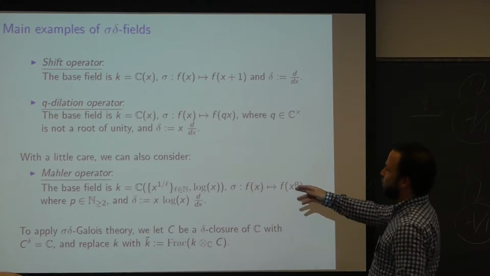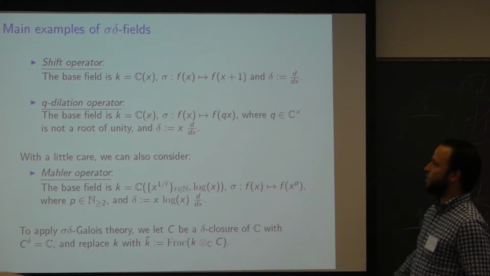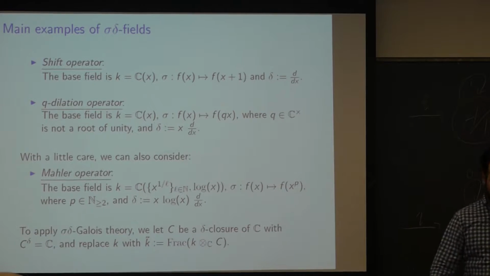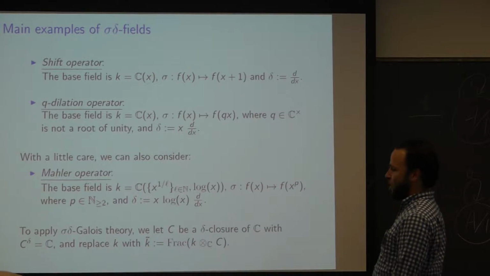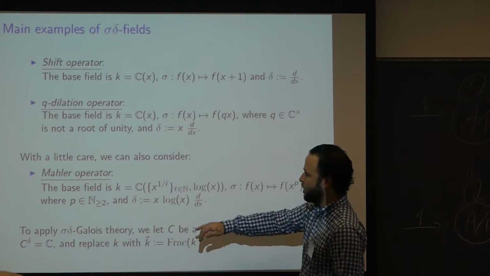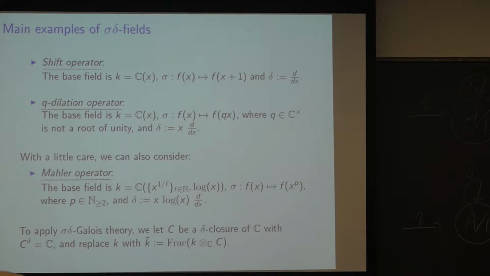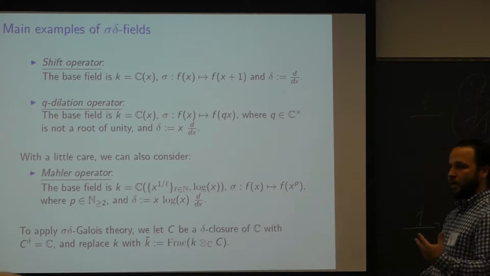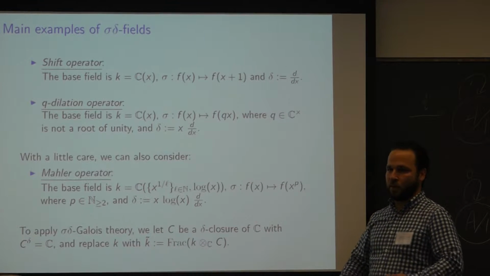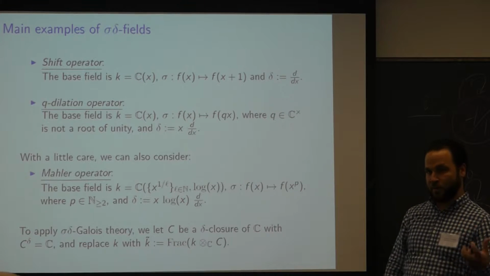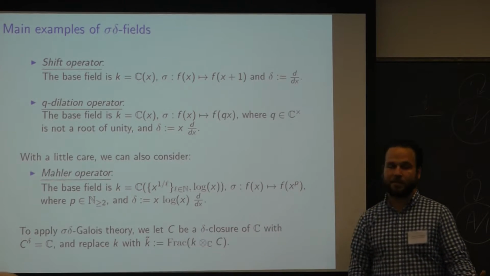Now, for these sigma-delta fields, the constants are the complex numbers, which is certainly not differentially closed, because they're all delta constants. But I'm just going to formally consider this K as sitting inside a bigger field where the constants are differentially closed, and just work over there for the proofs. So again, in practice, you end up getting results about just the complex numbers again.